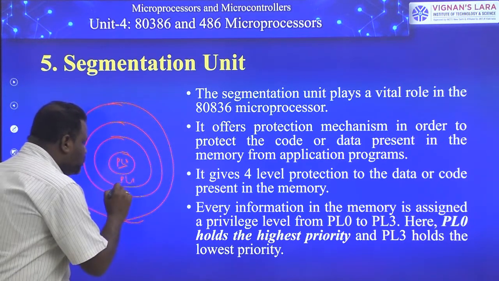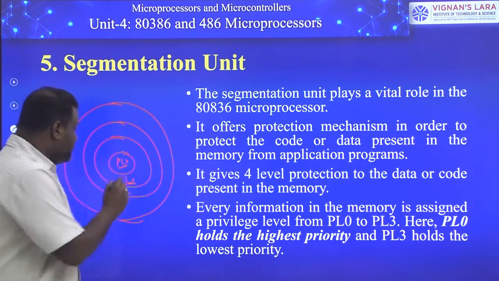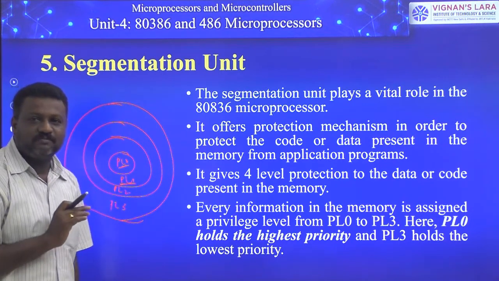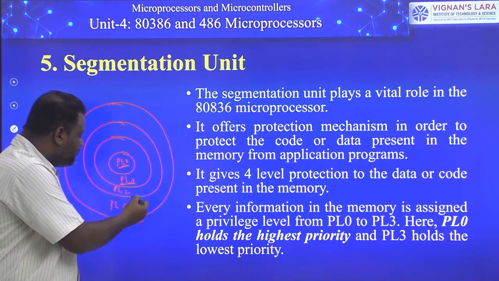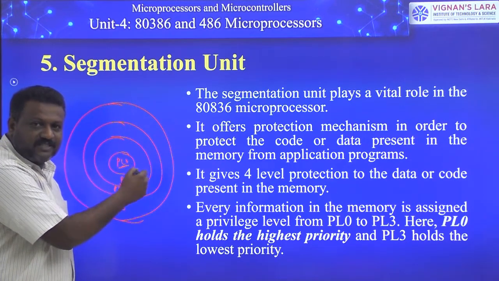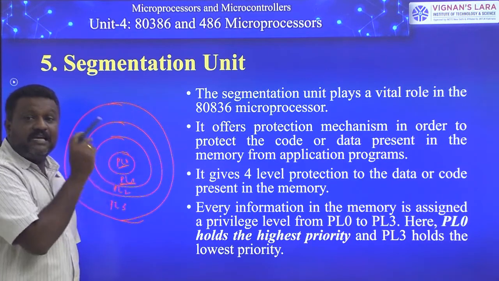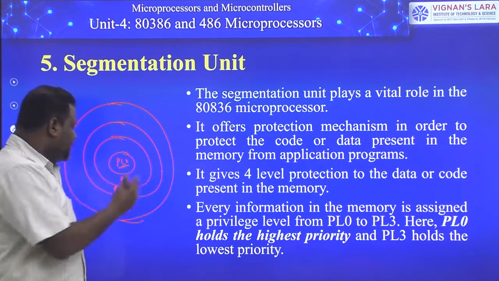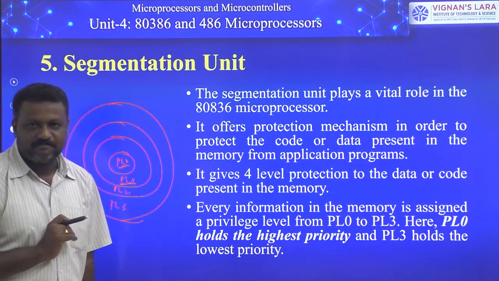If a person is able to access the information from PL1, he is unable to access the information in PL0, but he is eligible to access the information from PL1, PL2 and PL3. In this scenario, the person who is eligible to access PL1 is never able to access the information present in PL0. That's why the PL0 information is more secure.